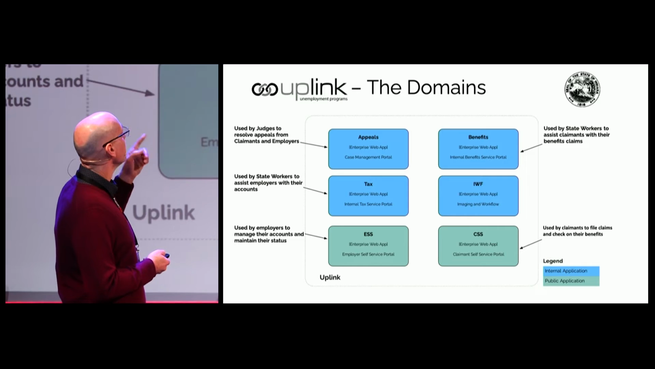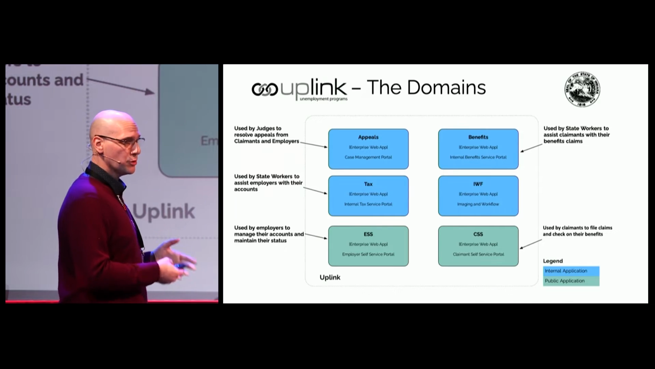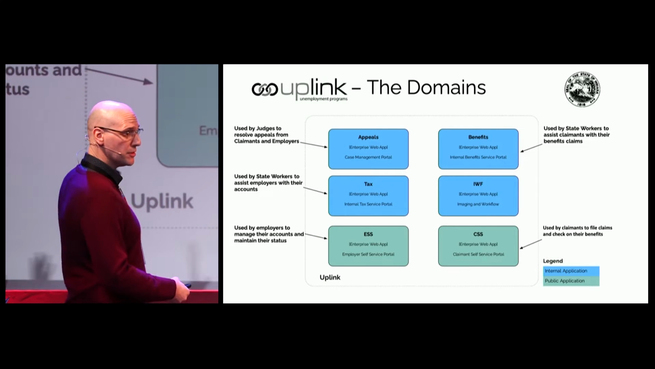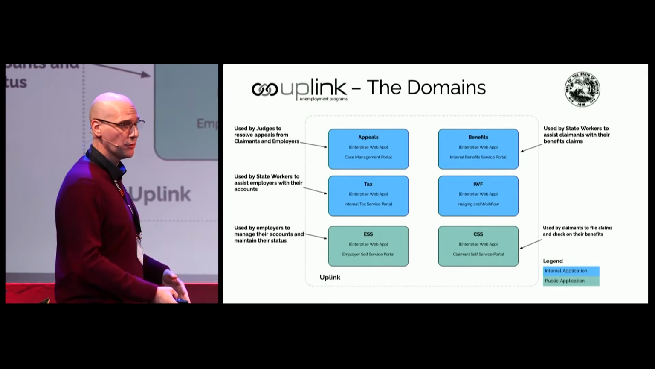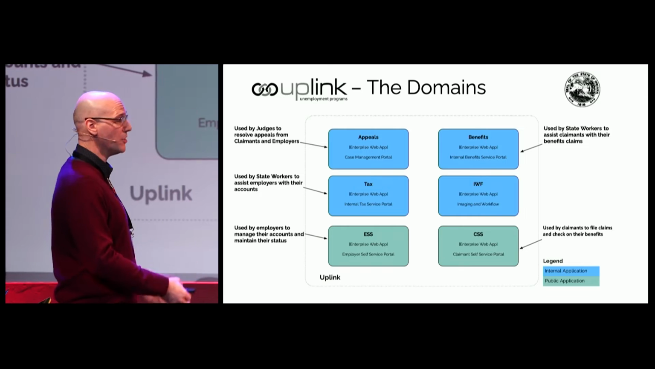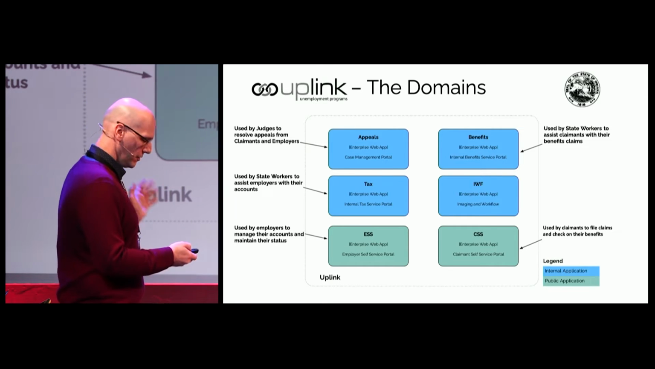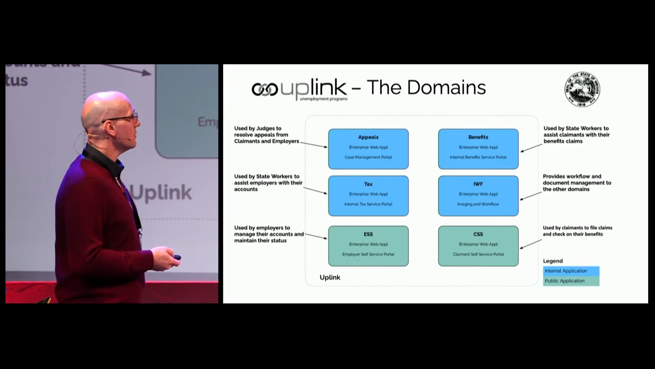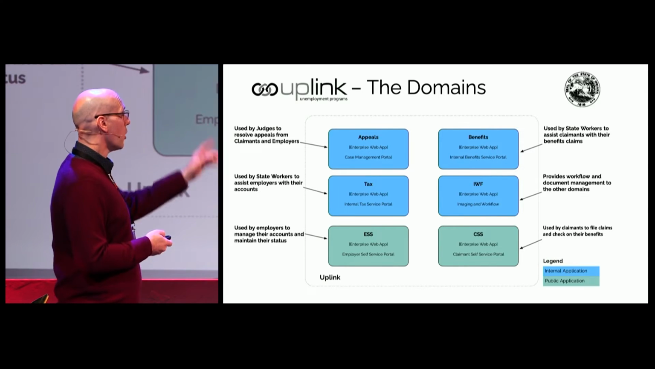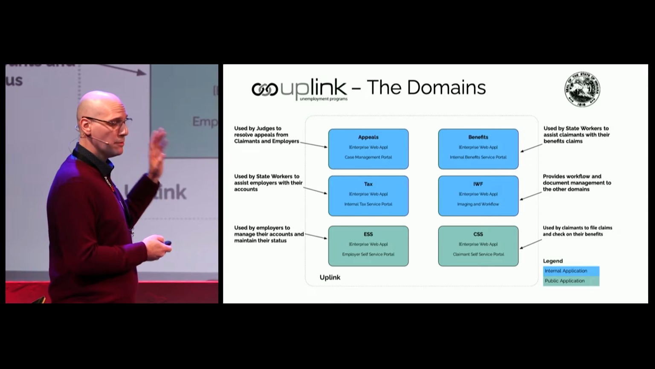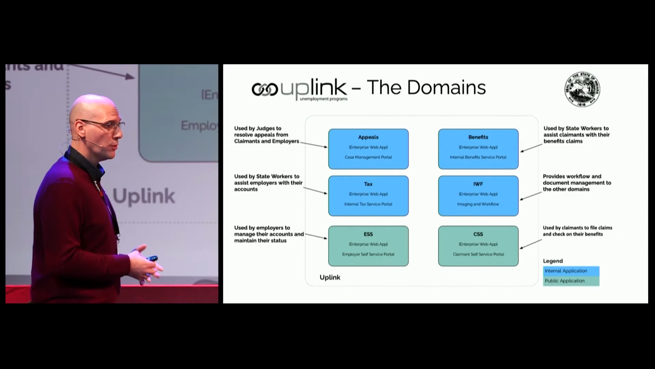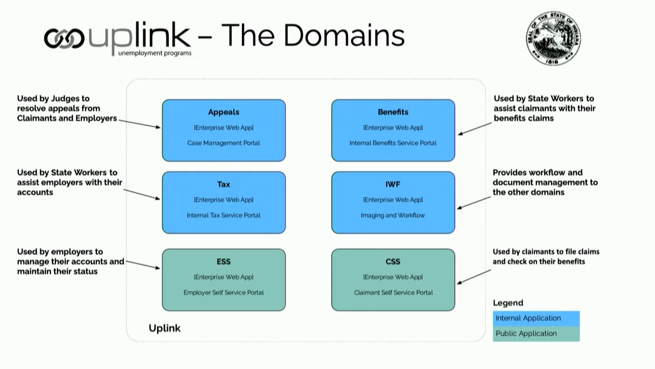The one at the top, appeals, is for judges to resolve disputes. So when people don't get paid, they file appeals. All that's handled in the system. They send out notices for hearings. They conduct hearings in the application, make decisions. Everything is all integrated. And then this last one over here is basically the problem child, IWF. It's the imaging and workflow component. It's the smallest one, but it provides workflow and document management for the entire system.